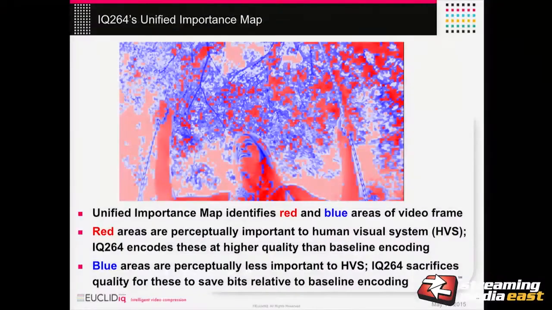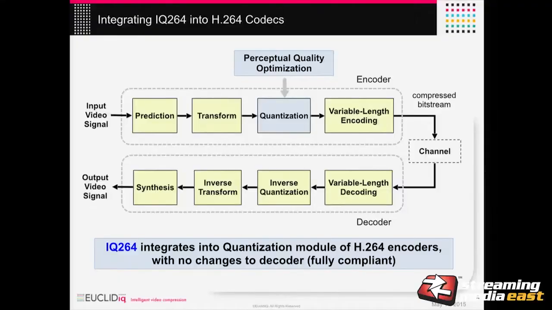This is a picture, and I think a picture is 1,000 words. In the red, you can see that our algorithm notes that those are areas where we need to dedicate more bits to the encoding. Blue is an area where we've determined we need to dedicate fewer bits to the encoding, therefore reducing bandwidth. Are we complicated? Are we hard to work in the real world? We think we are not.